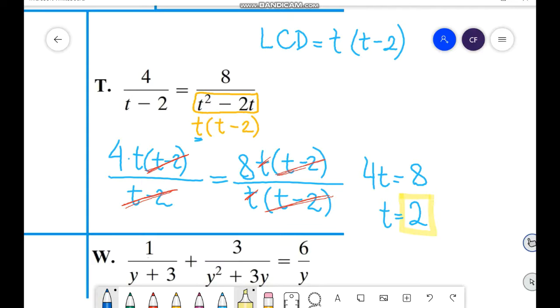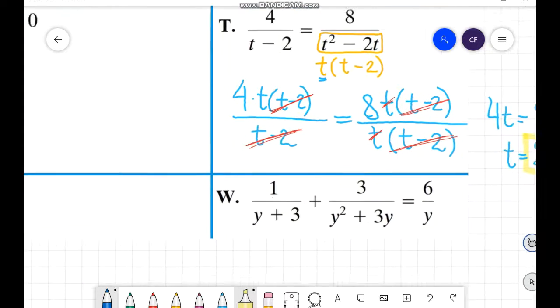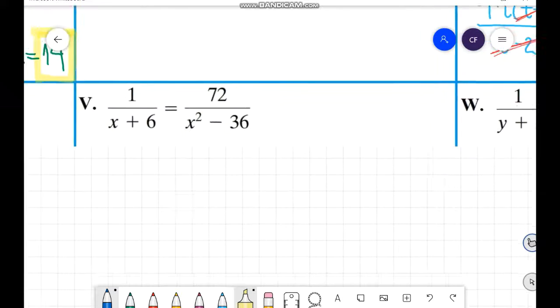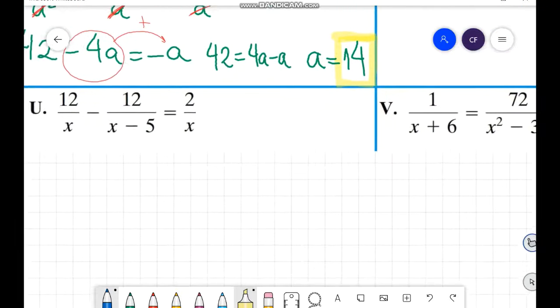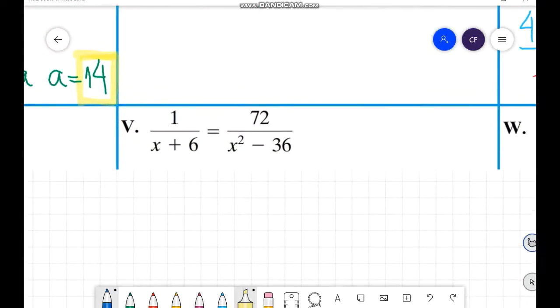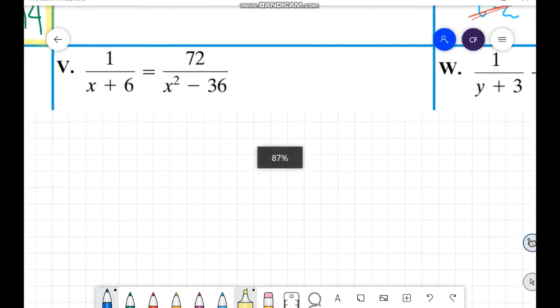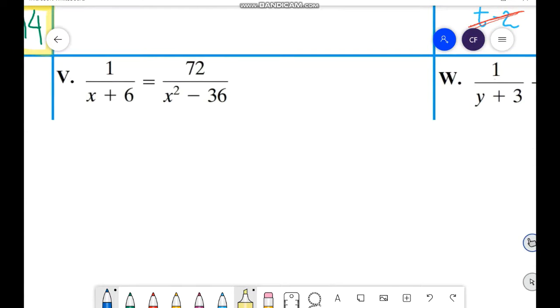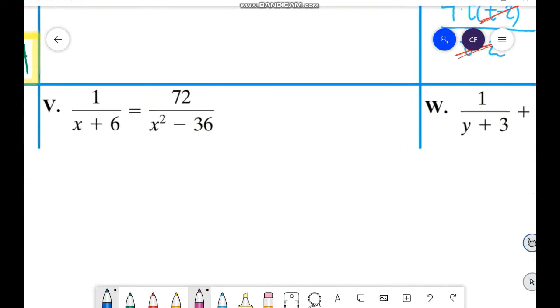Right? Moving on. Next one, let's move to letter V. Letter V we skipped, but I'm going to give you the answers, okay? Don't worry, I'm going to give you the answers. The ones that we skipped, we will try to work if we have some time left. If not, I give you the answers.